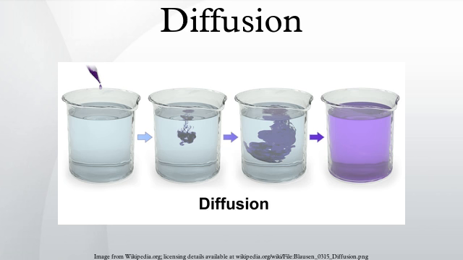In other words, there will be a net movement of oxygen molecules down the concentration gradient.